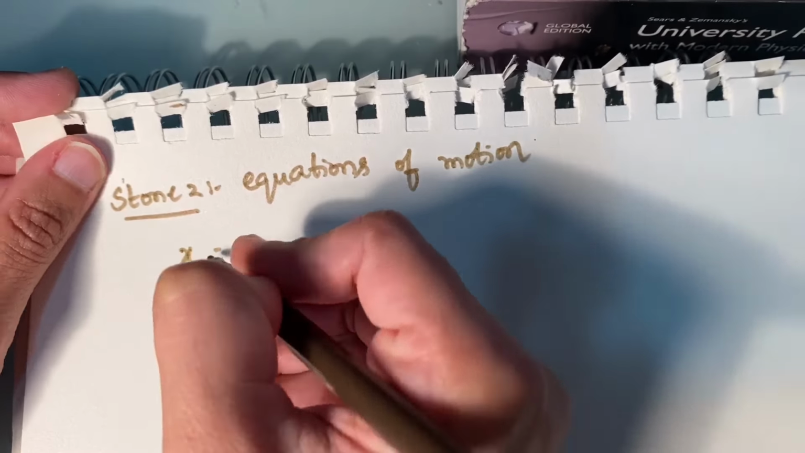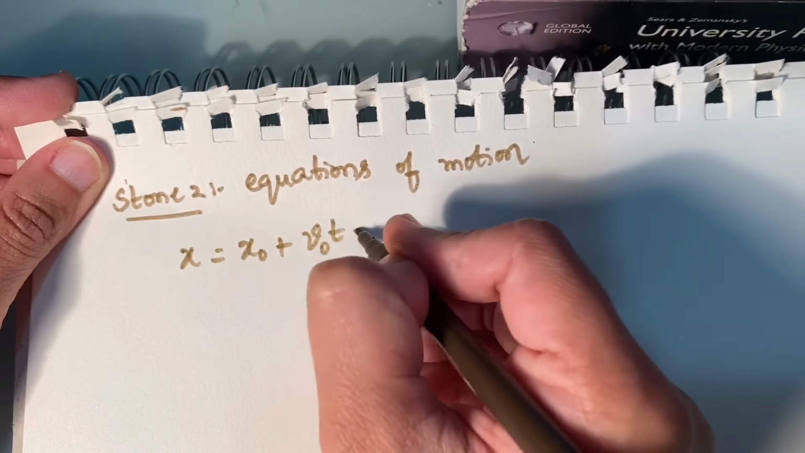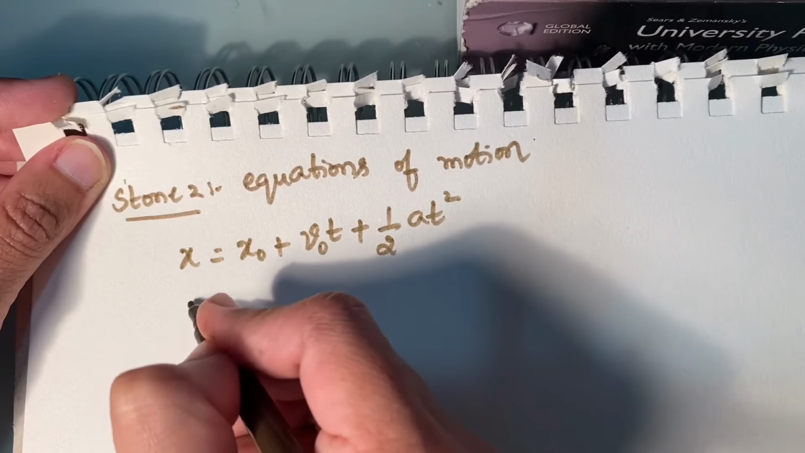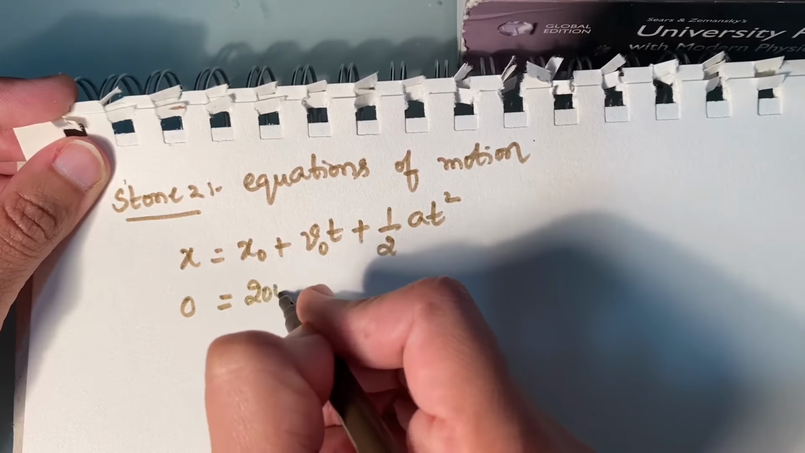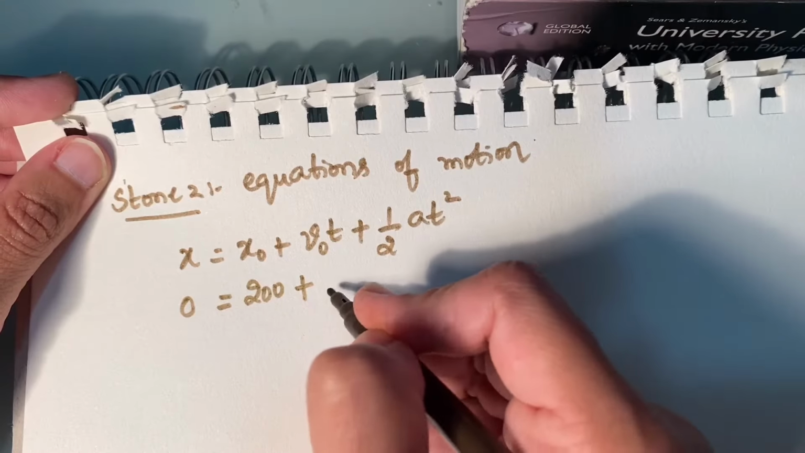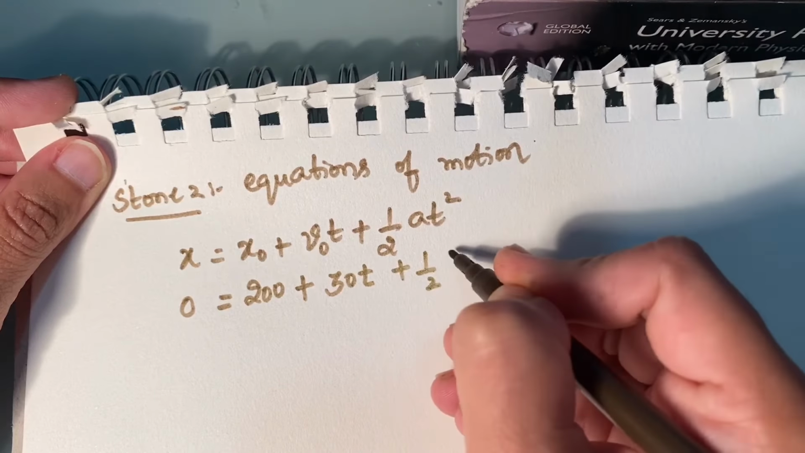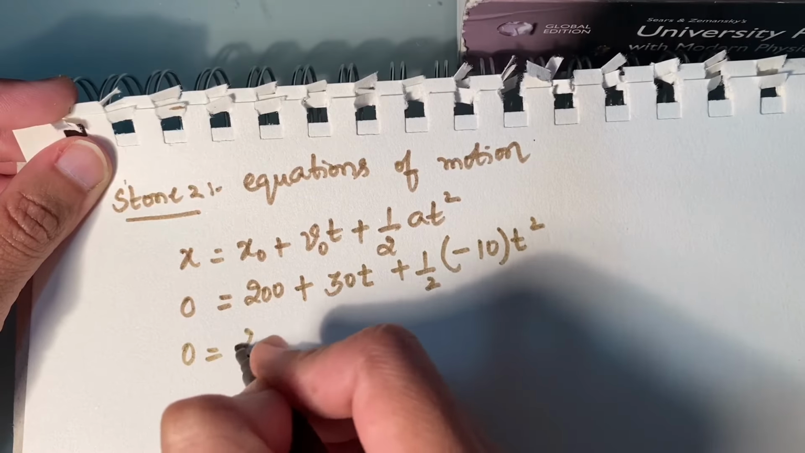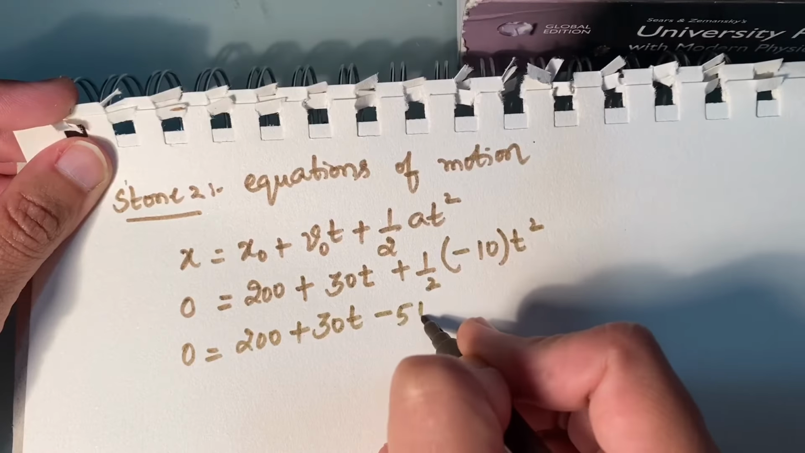So it is x is equal to x naught plus v naught into t plus half at square. x is 0, ground level. x naught is the height of the cliff, the position of the cliff, which is 200 meters above the ground. v naught, it was projected at 30 meters per second, into t plus half into acceleration due to gravity, minus 10, into t square. So we just simplify this. This becomes 200 plus 30t minus 5t square.